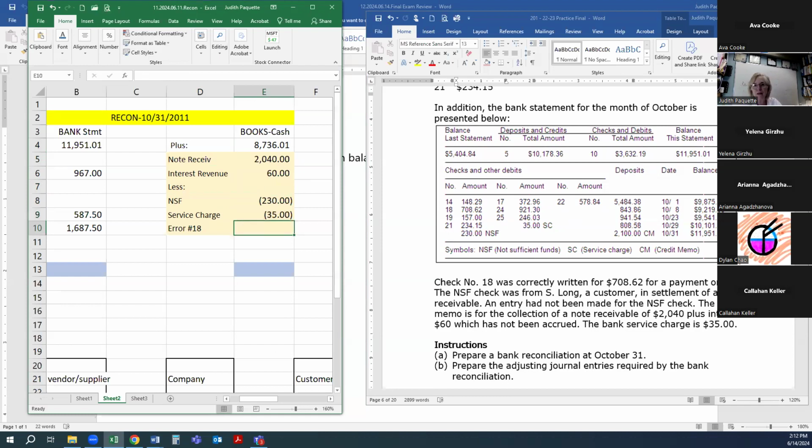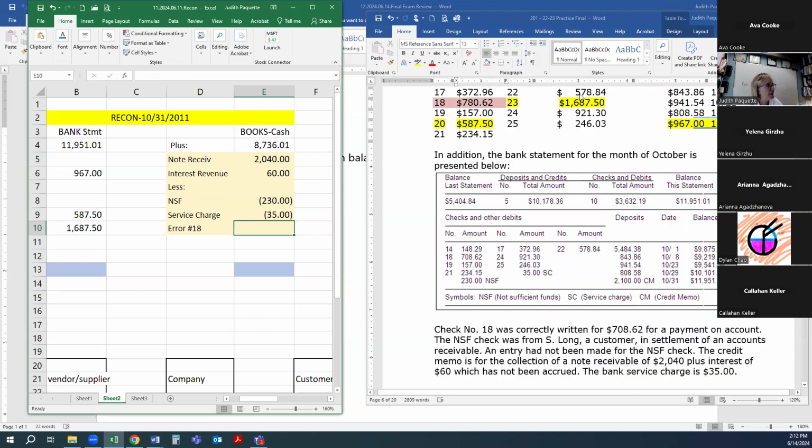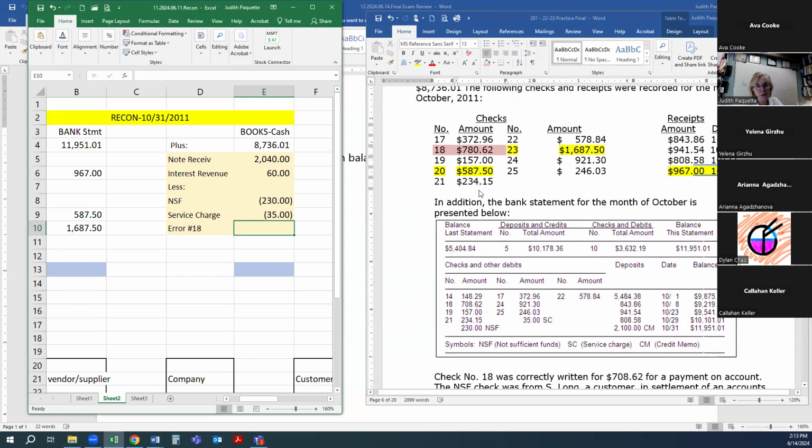And now finally, we've got to deal with this error. It was correctly written at 708, but on the cash journal, the company's books, the T account, we did a journal entry for 780. So your first question has to be, was it accounts payable or accounts receivable? Because this was a check that the company wrote, it's accounts payable. So we over deducted cash, right? So we have to correct it. Well, I guess I put it under the wrong header. Let's fix that.